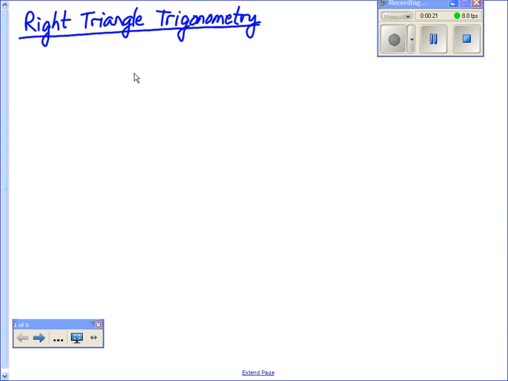Okay, so first of all, let's go ahead and consider a right triangle here. Let's draw it with our theta angle right here. The side opposite, we're going to call the opposite side. The side right next to it, we're going to call the adjacent side. But it's not the hypotenuse, because we know the hypotenuse is the side opposite that 90-degree angle, that right angle right there.